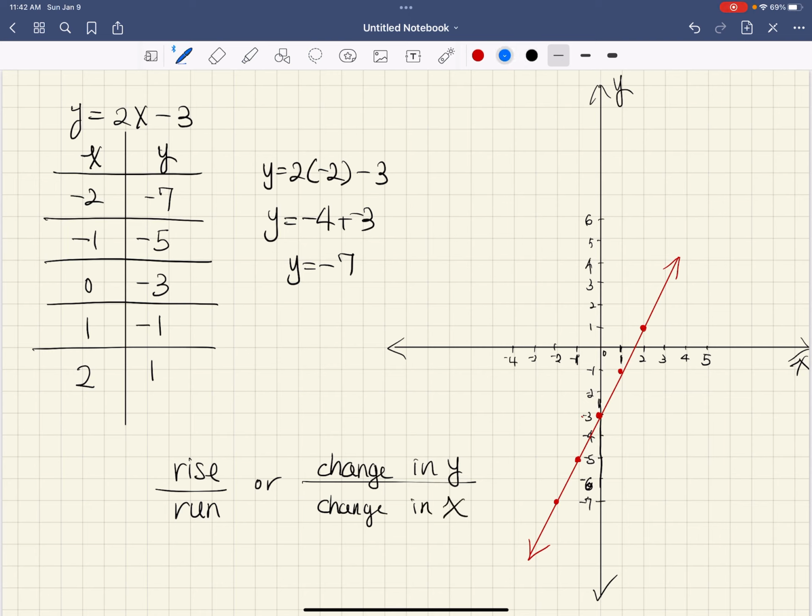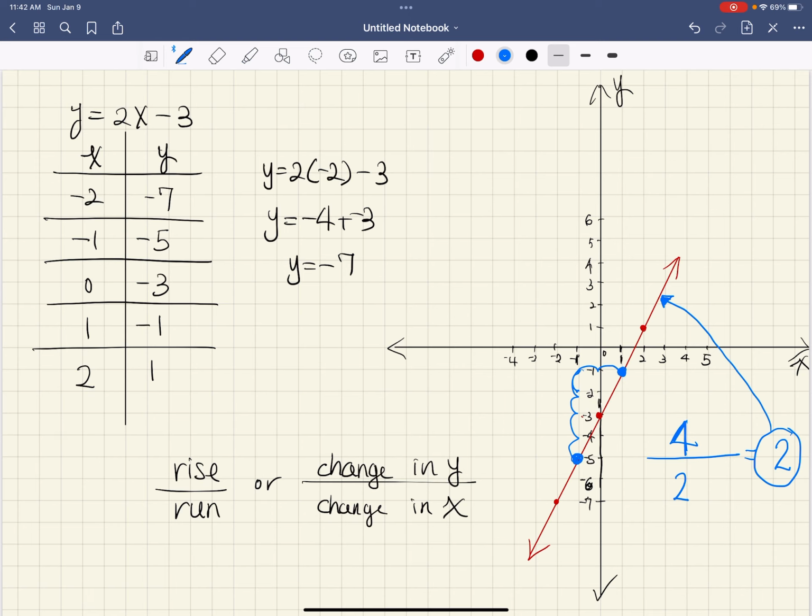Finding slope from the graph means just get any 2 points. So let me use this and this point right here. Rise over run from this point to this point, 1, 2, 3, 4. You have to move up 4, rise 4, and run to the right twice. So it's 4 over 2, which means 2. So the slope of this line is 2.